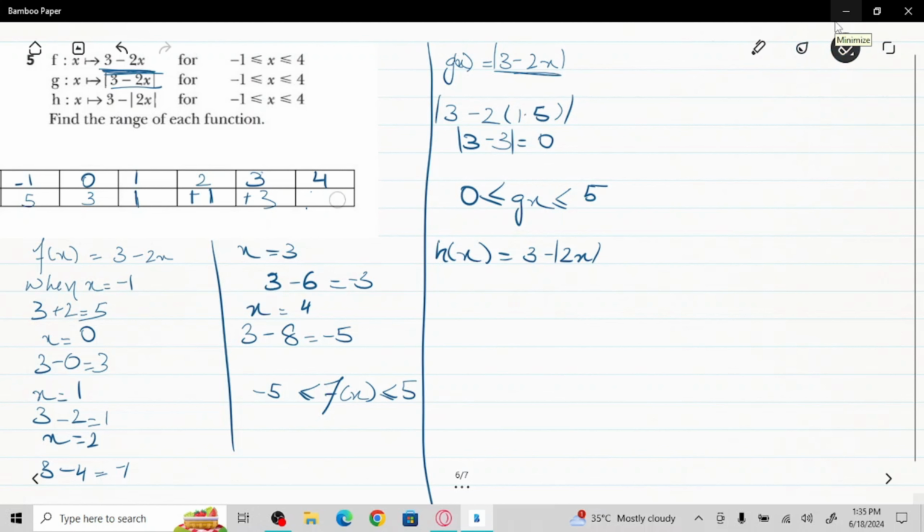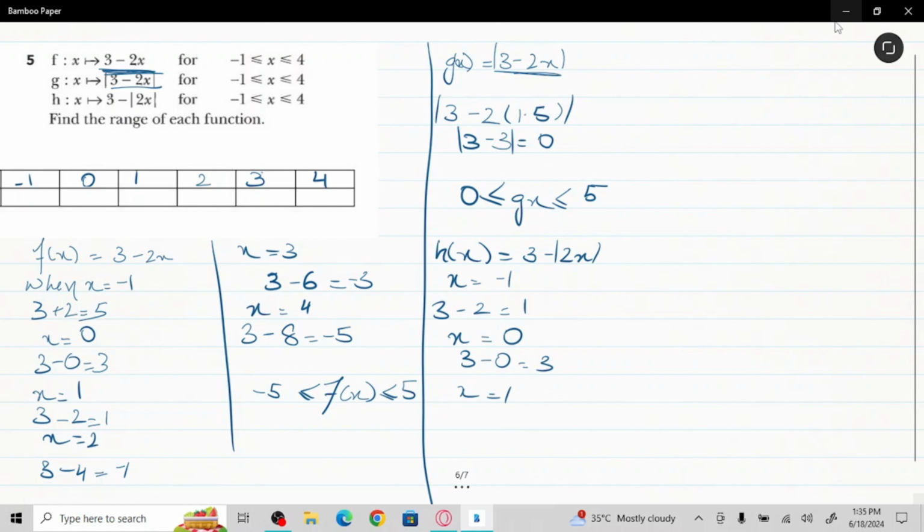Again, erase the values for the previous question. It's not the previous question, it's the same question. What we do is just input these values. When x equals -1, 3 minus 2 is equal to 1. x is equal to 0, 3 minus 0 is equal to 3. x is equal to 1, 3 minus 2 is equal to 1.